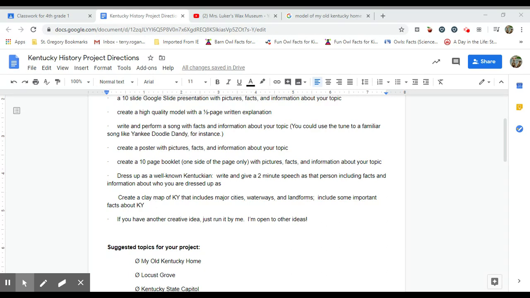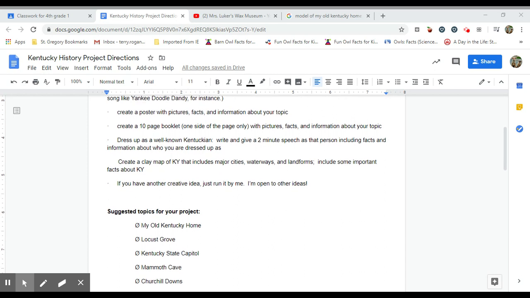Create a poster with pictures, facts, information about your topic, similar to whenever we did our state posters. You could create a booklet, maybe 10 pages, probably shouldn't be shorter than 10 pages. Only put information on one side that has pictures, facts, and information about your topic.